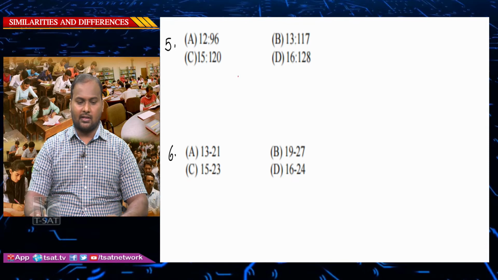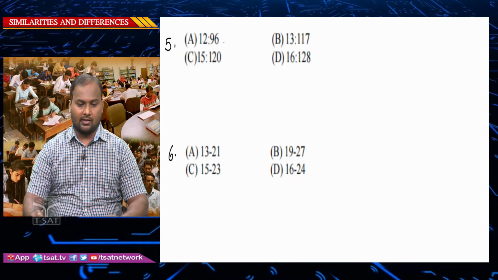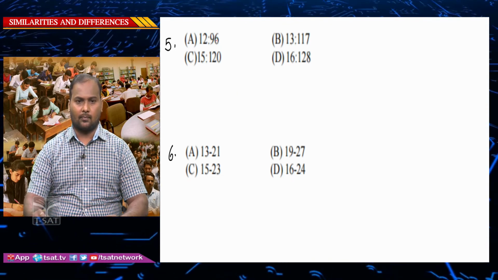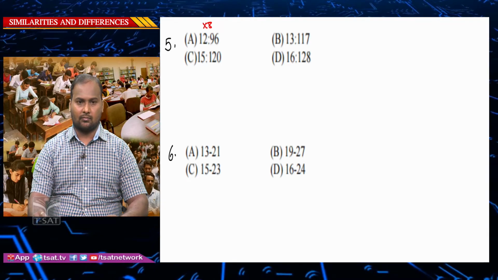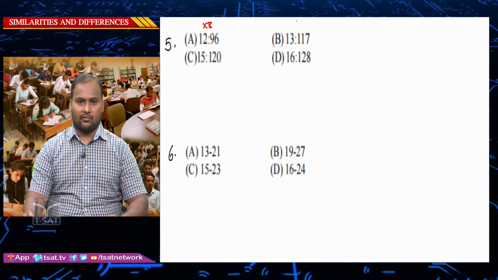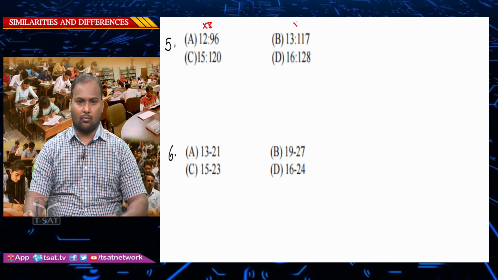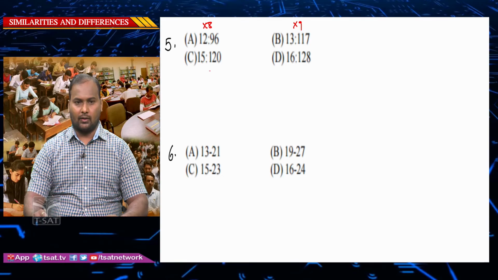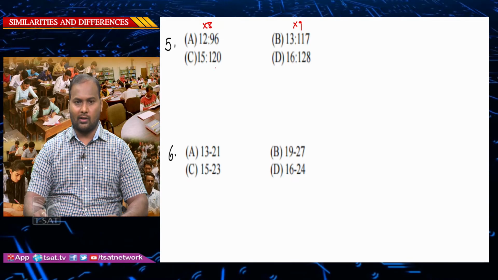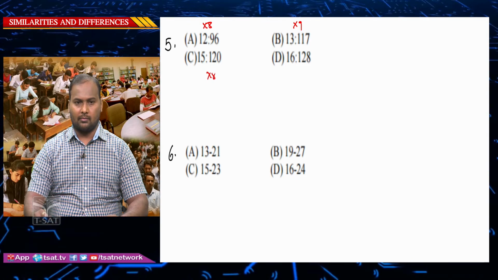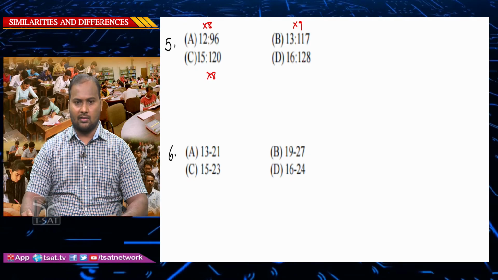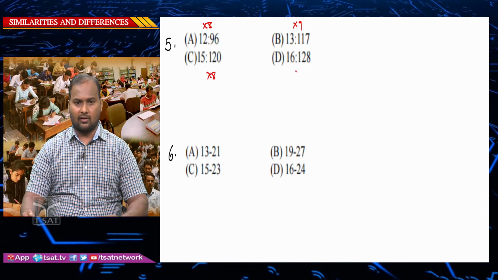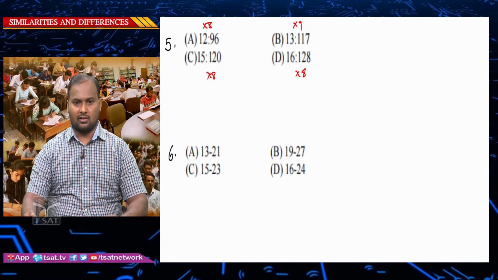But I can say this 96 is the multiple of 12. The logic here is 96 is the multiple of 12. So how many times? 8 times directly. 13 117. Again 117 is the multiple of 13. How many times? 9 times. Now come to 15 120. Again 120 is the multiple of 15. How many times? 8 times. In the same way 120 is the multiple of 16. How many times? 8 times. So your answer is option B.